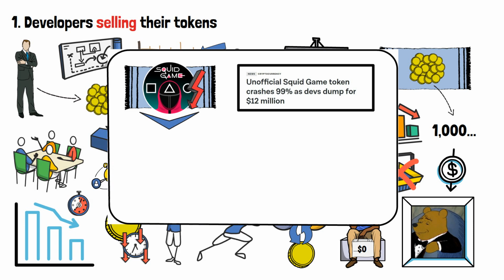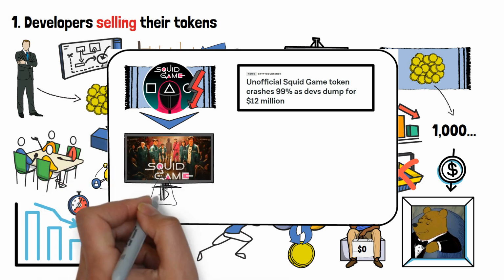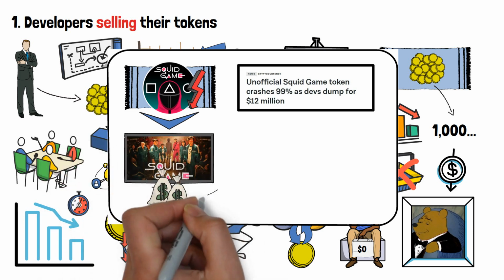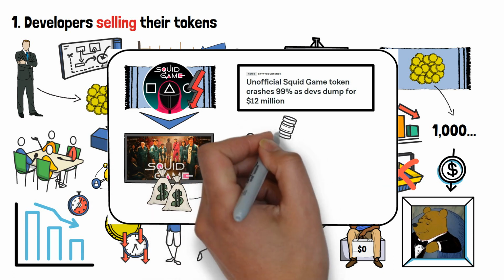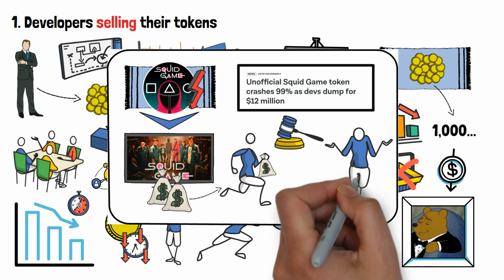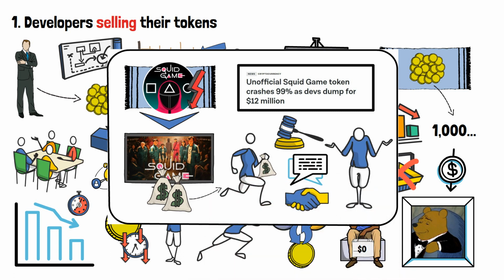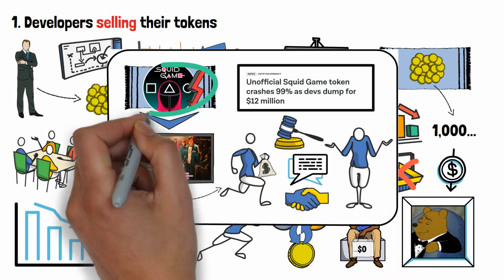Some people created a token based on the popular TV show, and when investors started flocking in, the team behind the project allegedly rug pulled it and ran away with the funds. While no law enforcement agency has confirmed this to be a rug pull, most of the crypto community agrees that the Squid Game token was indeed rug pulled.